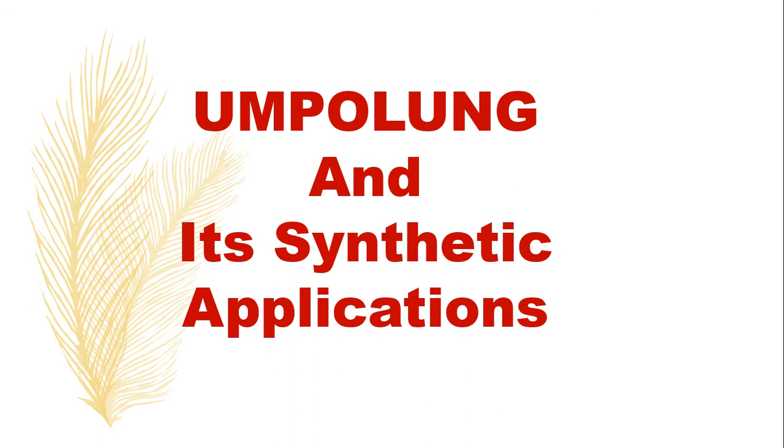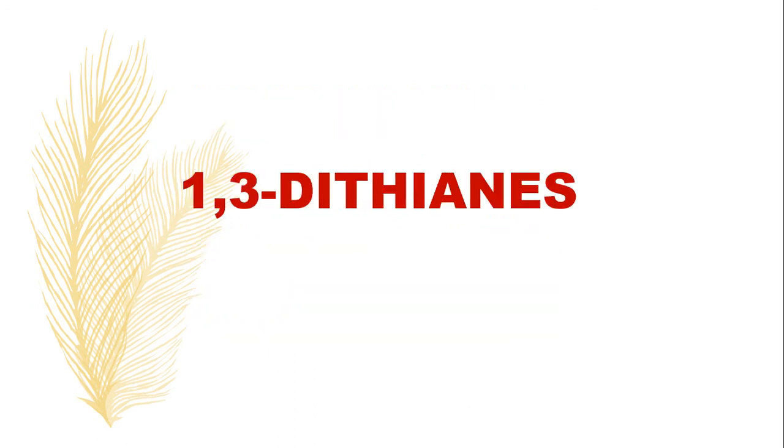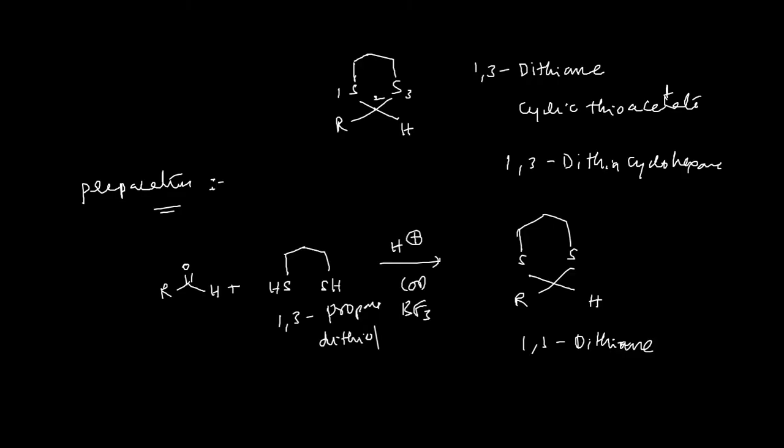In the previous video, we discussed the Umpolung reagents such as alpha haloketones and cyanides in retrosynthetic analysis. And we discussed the best classical example of an Umpolung reagent, that is 1,3-dithianes. 1,3-Dithianes are cyclic thioacetals which can be prepared from aldehydes by treating with 1,3-propanedithiol in the presence of a Bronsted acid or Lewis acid. You will get a cyclic molecule, that is 1,3-dithiane.